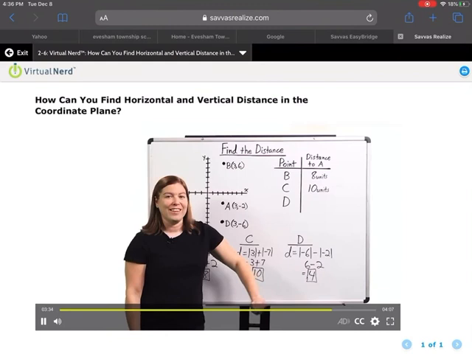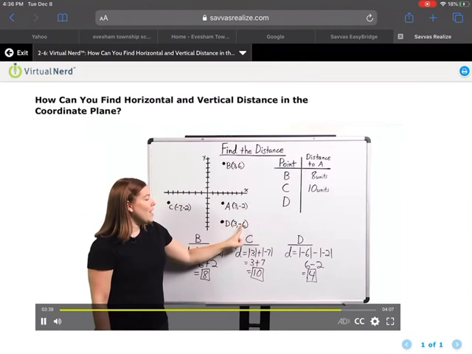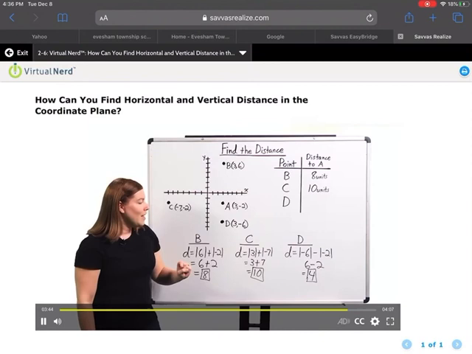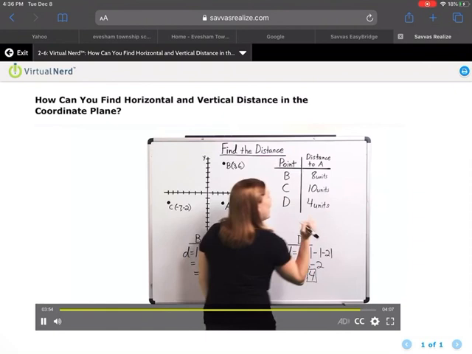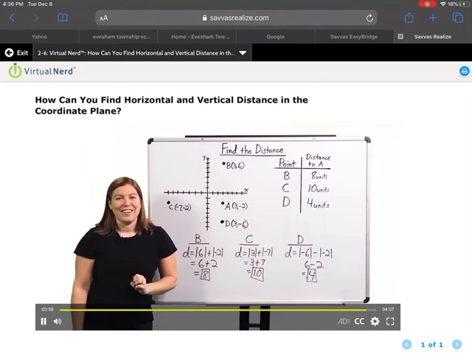If you have two points, and one coordinate is the same, and the other coordinates are the same sign, you can find the distance between those two points by taking the difference between the absolute values of those other coordinates. And now we have that the distance between A and D is 4 units. We have found the distance between A and each of the other points. And we've learned some new tricks along the way.